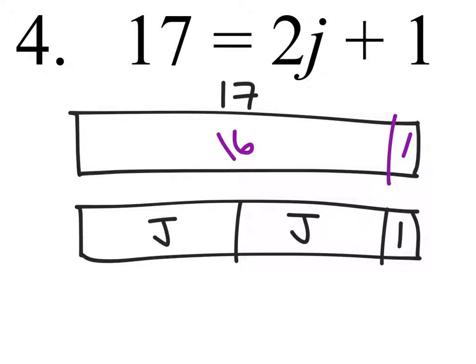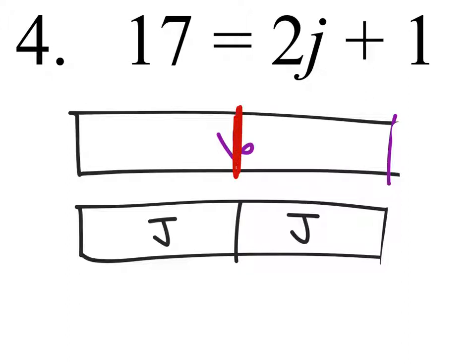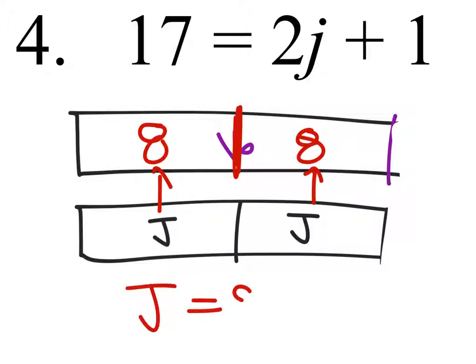And now what I can do is I can take off that 1 and just compare a smaller size bar, which would be 2 j's and 16 now. So we got 2 j's is 16, so how much is each j worth? 8. So I'm just going to split this up into 2 parts. Each of these bars represents 8, so each j is an 8.